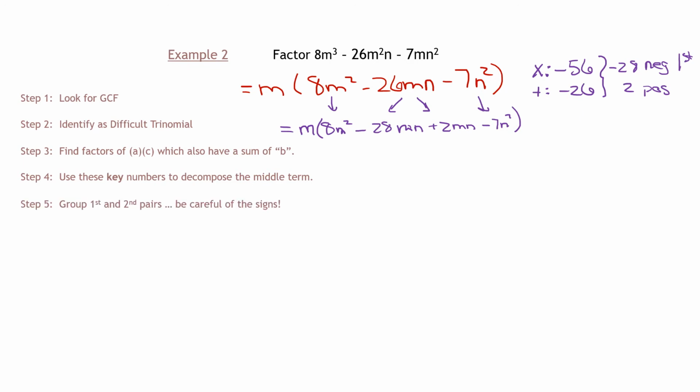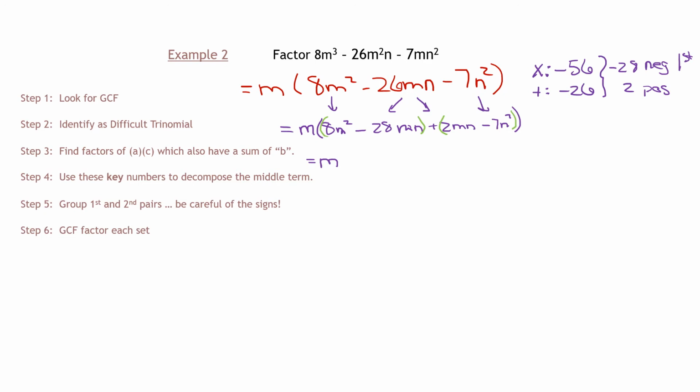Next step. Group the first and second pairs. Be careful of the signs. And I have to be even more careful here because I have already a set of brackets. So I'm going to put in another set of brackets here. The first two go together with brackets, plus sign in the middle, and the next two go together in brackets. So I've got my greatest common factor of m in the front, and what's my next step?